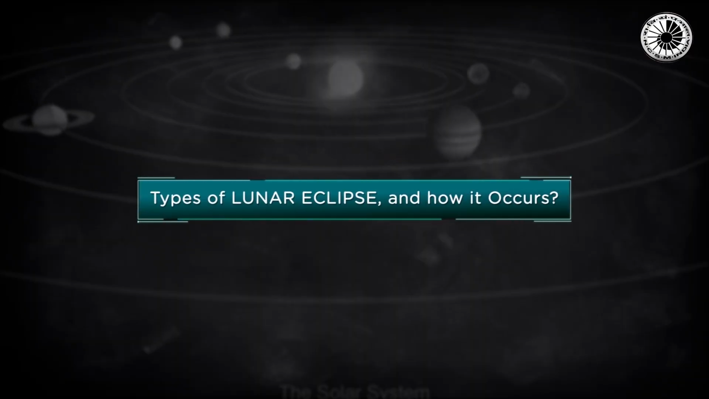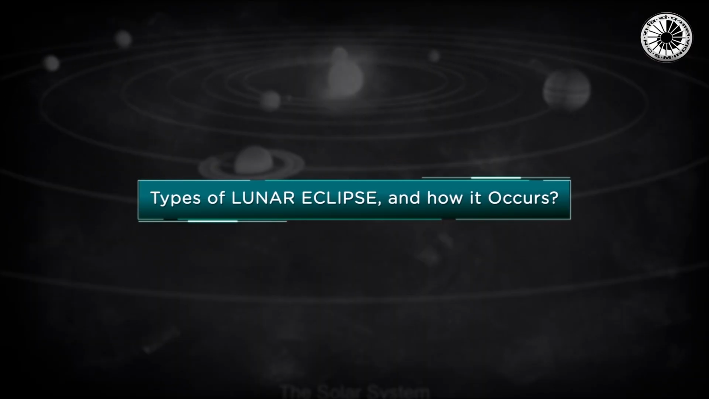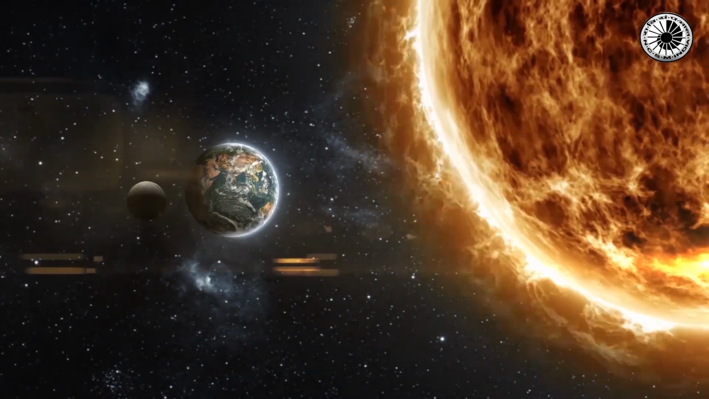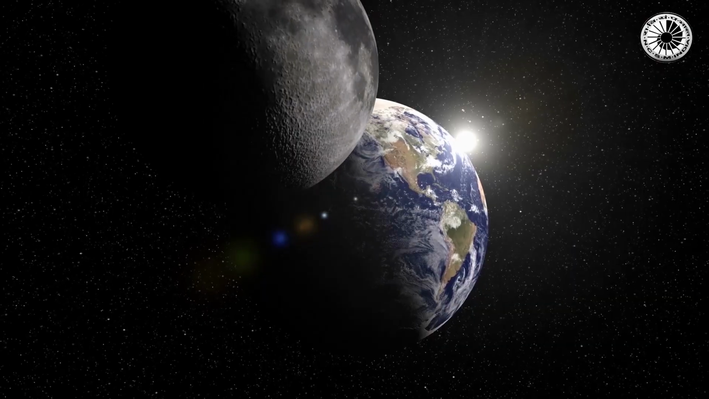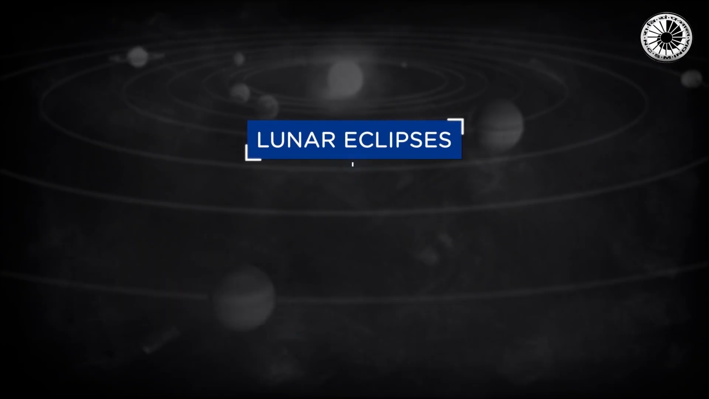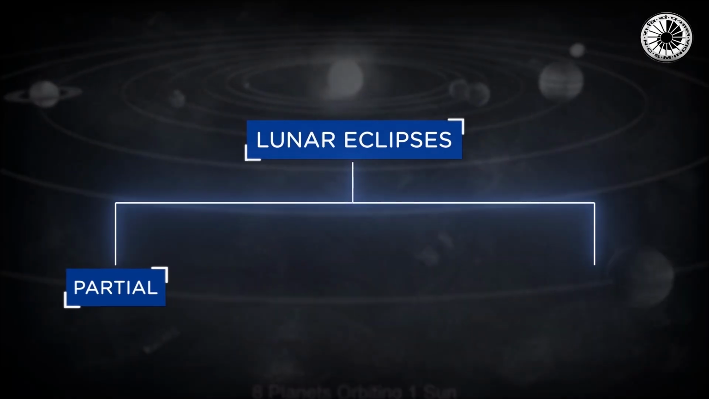Types of lunar eclipse and how it occurs. The Earth passes between the Sun and the Moon during a lunar eclipse, preventing the Sun's light from reaching the Moon. The shadow of the Earth falls on all or part of the lunar surface. There are 2 types of lunar eclipses: partial and total.